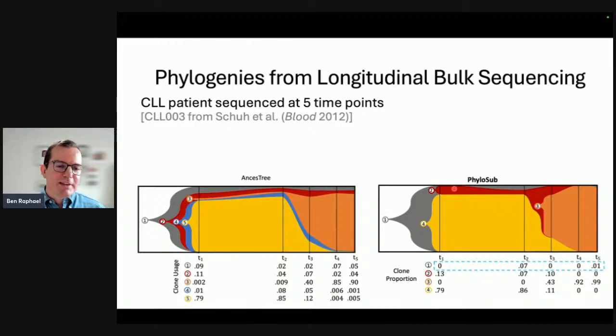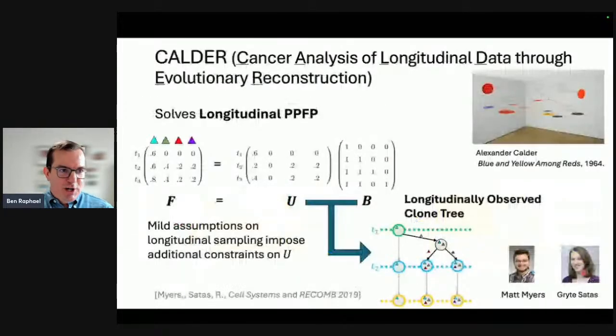So what we thought about at the time was, is there a way that we can derive phylogenetic trees that are longitudinally consistent? Meaning we won't have these strange cases where clones disappear and reappear. And so several years ago, we developed an approach called Calder, named after the artist Calder, because the trees reminded my former students at the time of these beautiful mobile sculptures from Calder.